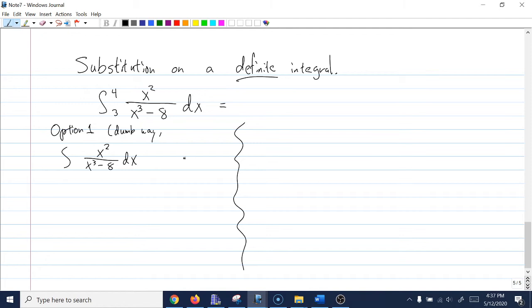I want to do this substitution. My u choice is x cubed minus 8. du is the derivative of that, which is 3x squared. I wish I had a 3. I'll put in a 3 and pop out a 1/3. This turns into 1/3 integral of that stuff, which is all du.